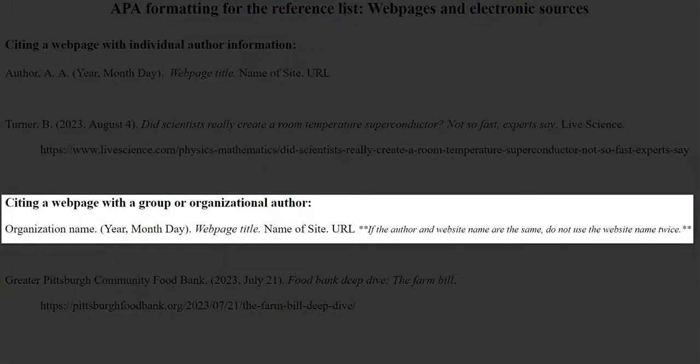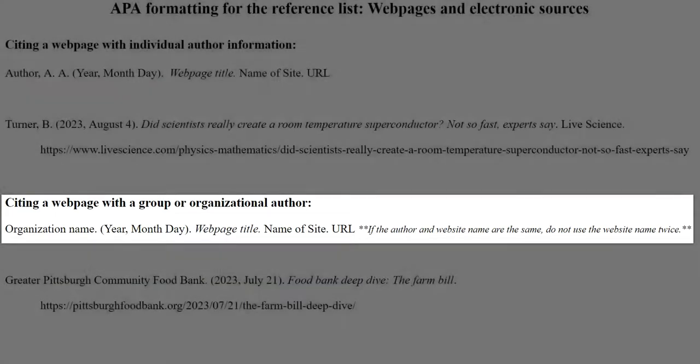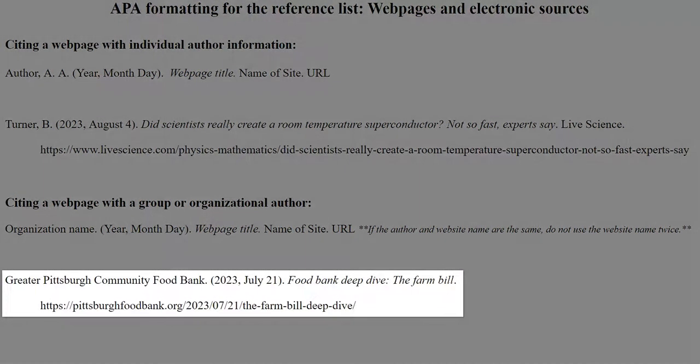Now, let's take a look at citing a web page with a group or organization as the author. Here's our format. Organization or group name as the author, period, parentheses, year, comma, month, day, period, web page title in italics, period, name of the site, period, and the URL. A quick note, if the author and website name are the same, do not use the website name twice. And here is our example.